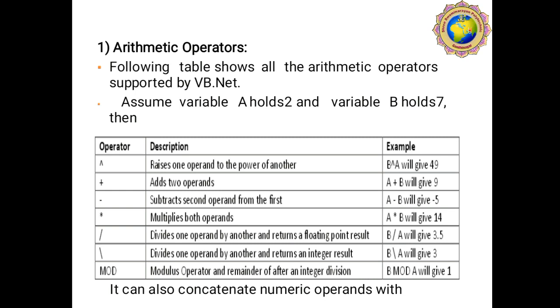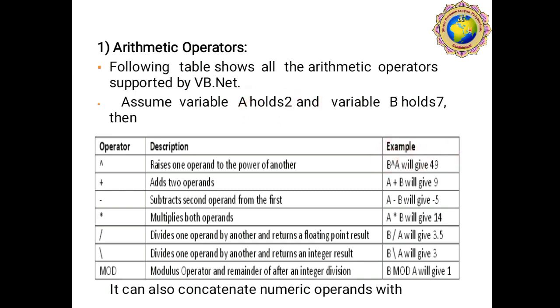So here B exponent A, where B and A are our operands, or we can also say variables. Here A holds 2 and variable B holds 7, which means 7 raised to 2, that is 7 into 7, giving the answer 49. Once again, the exponent operator raises one operand to the power of another operand. So B is 7, and 7 exponent 2 means 7 into 7.